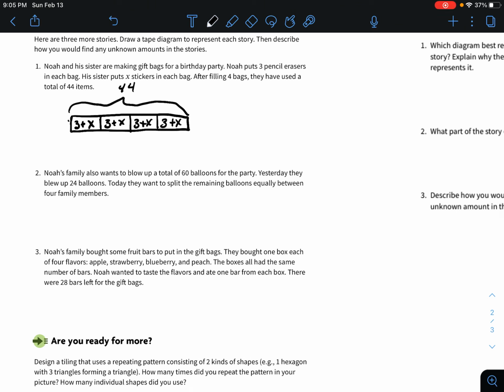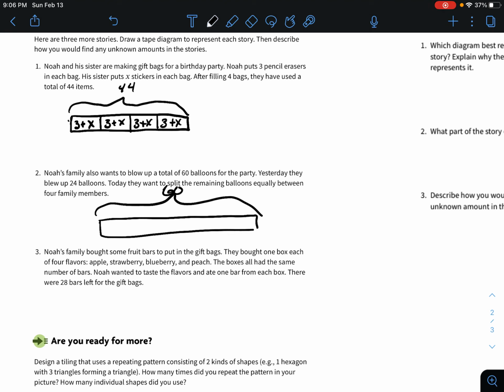Okay, next one, it says Noah's family also wants to blow up a total of 60 balloons for the party. Yesterday they blew up 24 balloons. Today they want to split the remaining balloons equally between 4 family members. So once again you're going to have the total amount, which is 60. Now we could say that the middle of this would be 30 because half of 60 is 30. So 24 would be, roughly, right there. They have 24 completed.